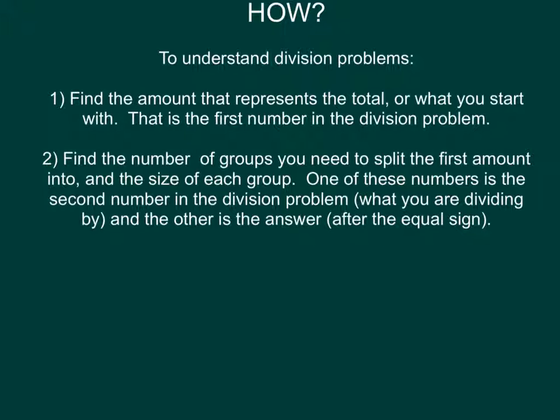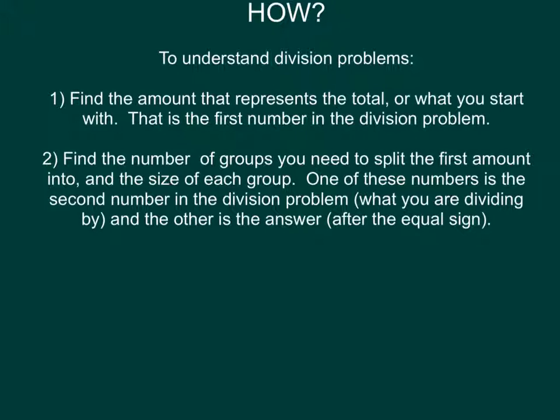So here's the steps, only 2 steps. Find the amount that represents the total, or what you start with. That's the first number in the division problem. Step 2 is find the number of groups you need to split the first amount into and the size of each group. One of these numbers is the second number in the division problem. It's what you are dividing by. And the other is the answer. It's the number after the equal sign.